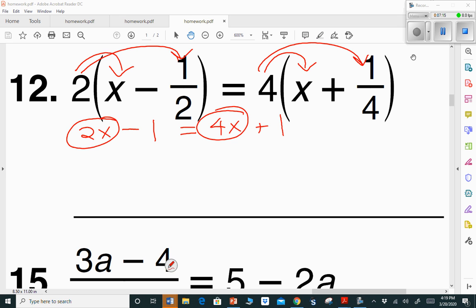If you want to subtract 4x from both sides and keep your x's over here, that's fine. It's going to give you a negative. I prefer not to deal with negatives. So I'm going to subtract 2x from both sides and get rid of it over here.